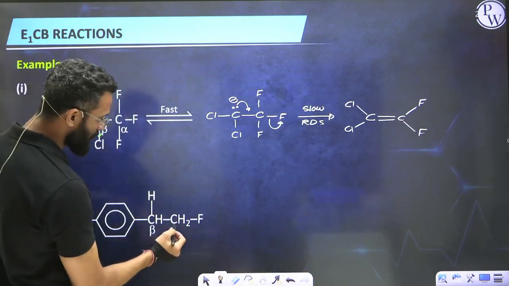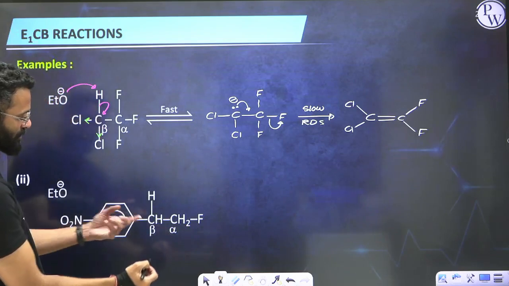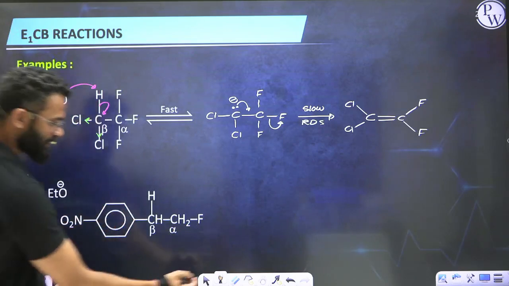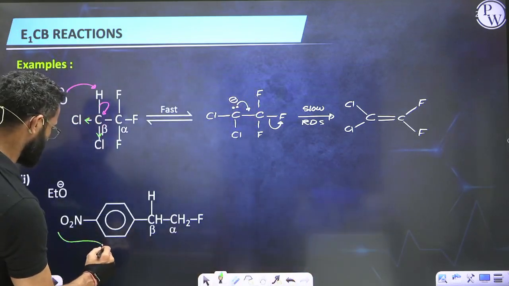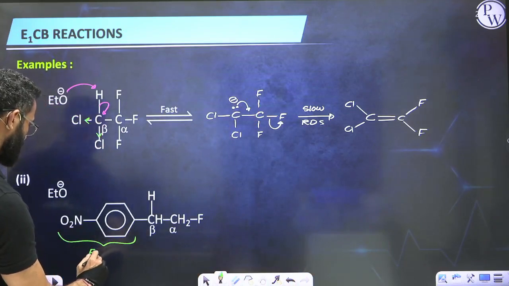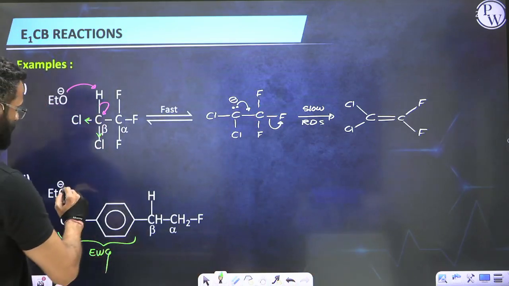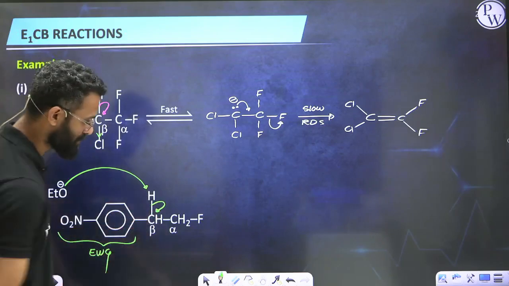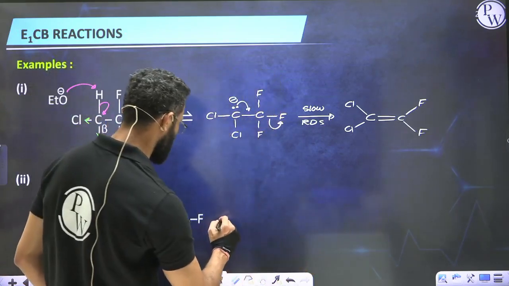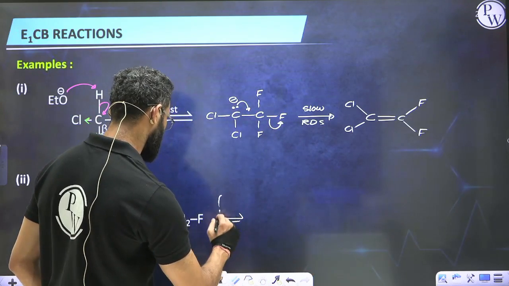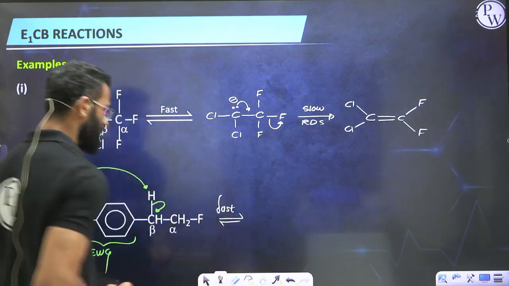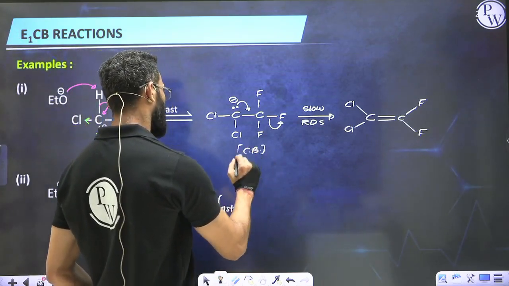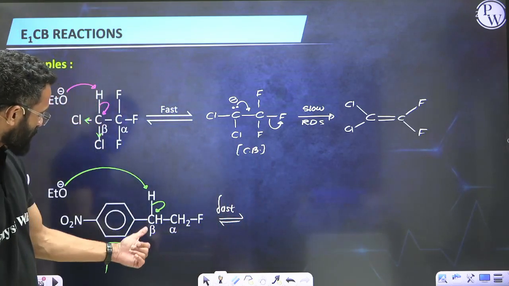Here, the carbon carrying the poor leaving group is alpha, the adjacent carbon is beta. To this beta, there is a whole phenyl ring with a nitro group at the para position. So this entire group is an electron withdrawing group, right? So what will the base do? Abstract the beta hydrogen. The sigma bond will localize on the beta carbon for a while. So the first step is a fast step, resulting in the formation of a conjugate base. Like you can see here, there was formation of a conjugate base. Right? Here as well, you will get a conjugate base at the beta carbon.